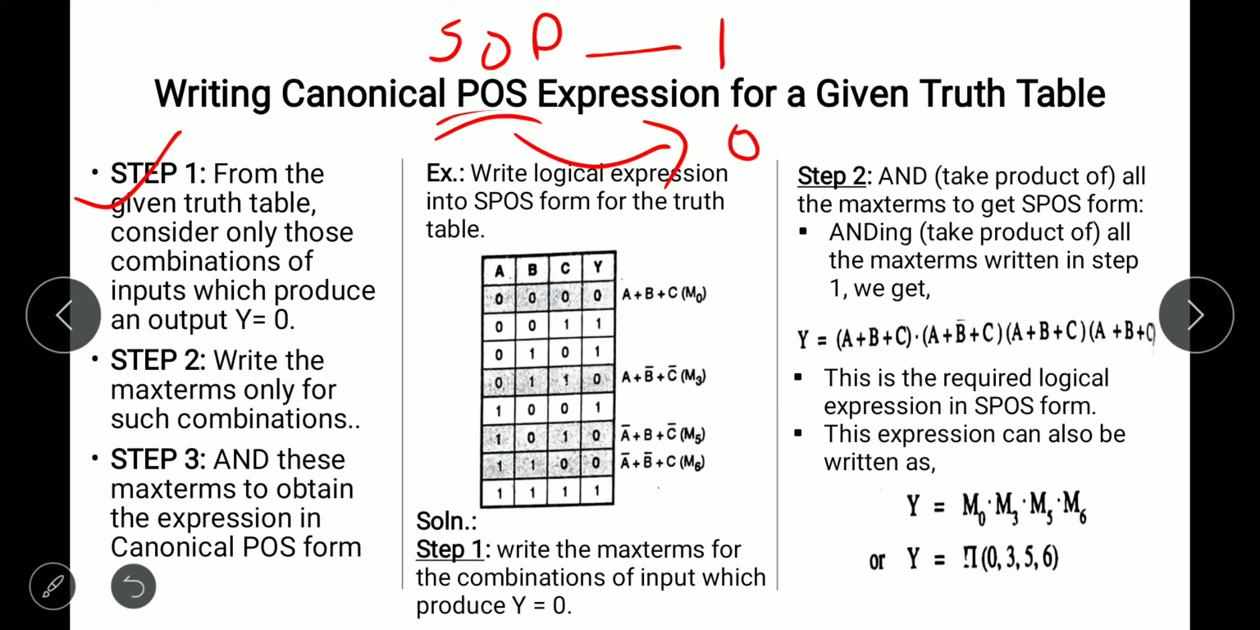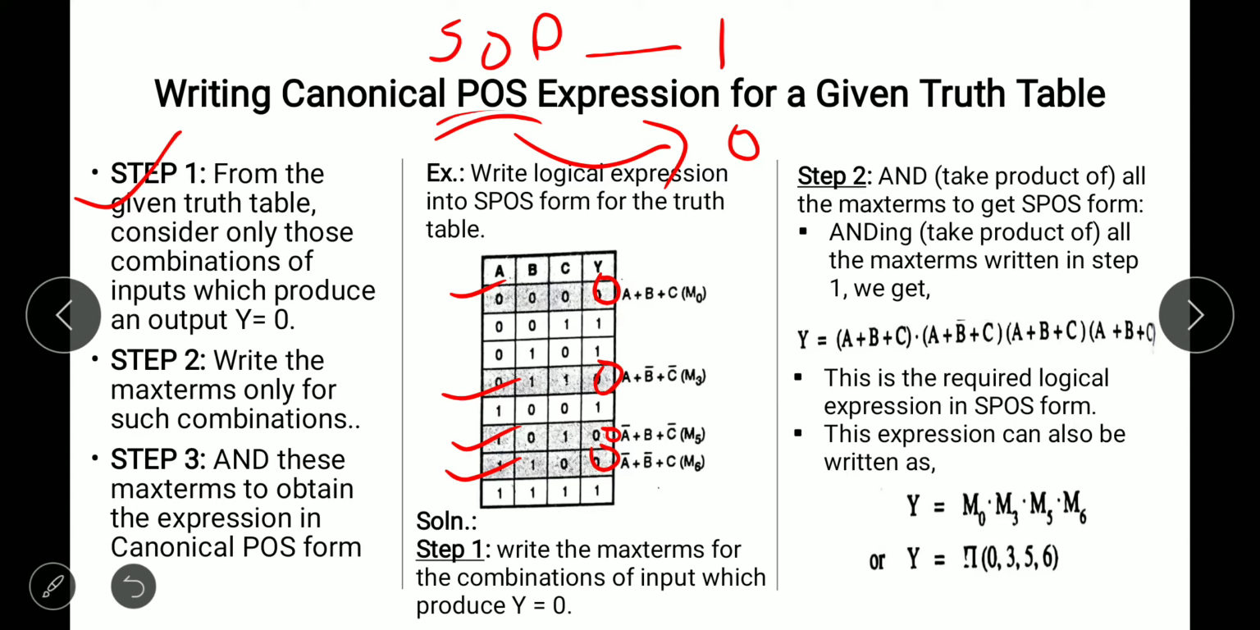So first, second, third and fourth. These four combinations we will take. Why? Because here y is equal to 0. So we will take all those four combinations. Step 2: write the max terms only for such combinations.